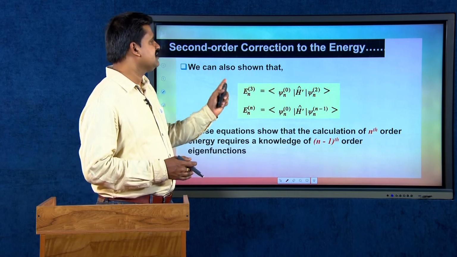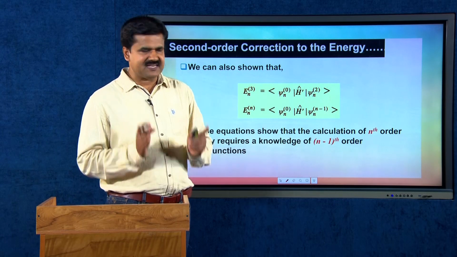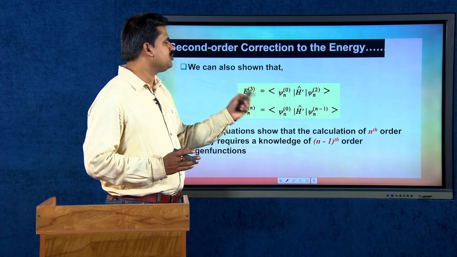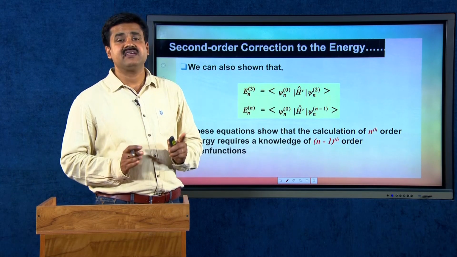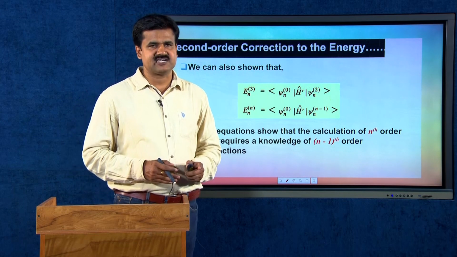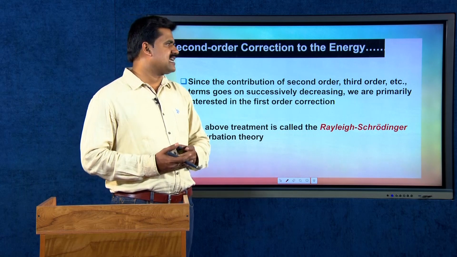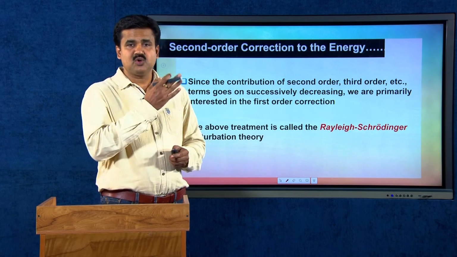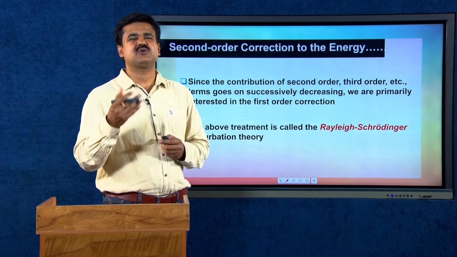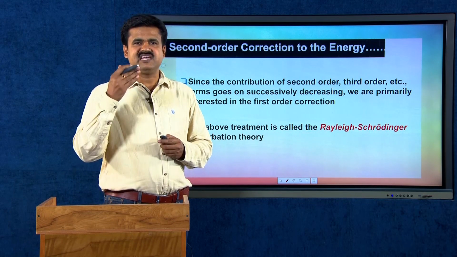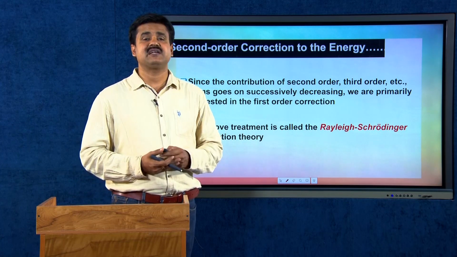This is about the correction to energy. This is the nth order correction to energy. Finally, nth order correction to energy requires the knowledge of the (n minus 1)th order eigenfunction of the system under consideration. Now, since the contribution of second order, third order, etc. terms goes on successively decreasing, we are primarily interested in the first order correction in many cases. The above treatment is known as Rayleigh-Schrodinger perturbation theory.